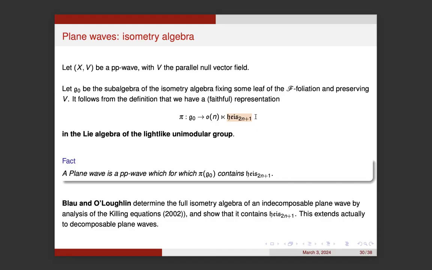So I can take this to be a definition of a plane wave. And in fact, this is mainly due to a work of Blau and O'Loughlin. They have a very important paper on homogeneous plane waves. And they show that for indecomposable plane waves, the isometry algebra contains the Heisenberg algebra of dimension 2n+1. But in fact, it's true without this condition of indecomposability. So it's true, in fact, for any plane wave.